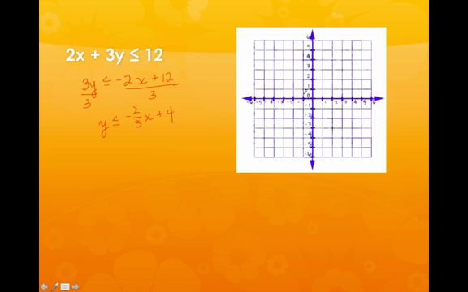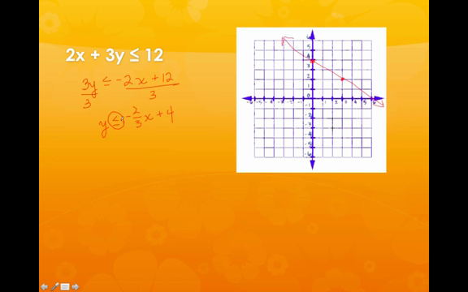That was my step 2. The boundary line will be at y-intercept of 4 and a slope of -2/3, so I'm going down 2 and over 3, and because this is less than or equal to, my boundary line will be a solid line. So I'm going to go ahead and graph that as best as I can.